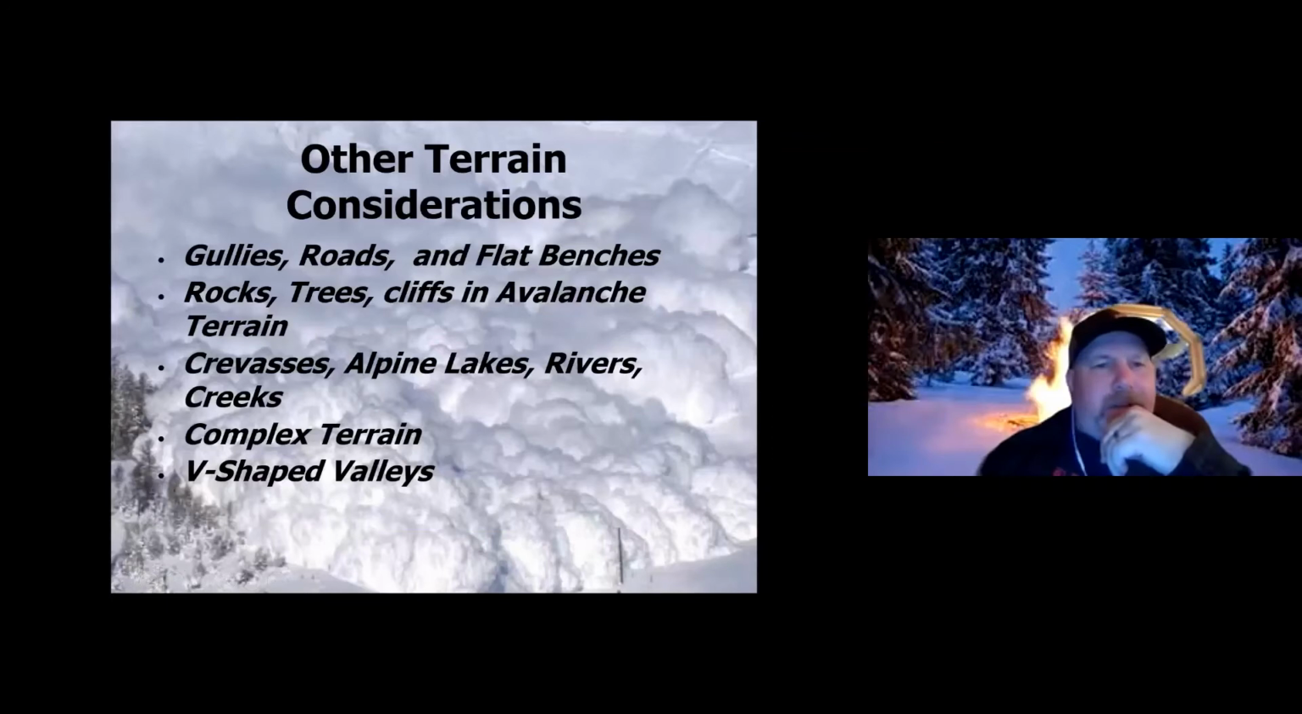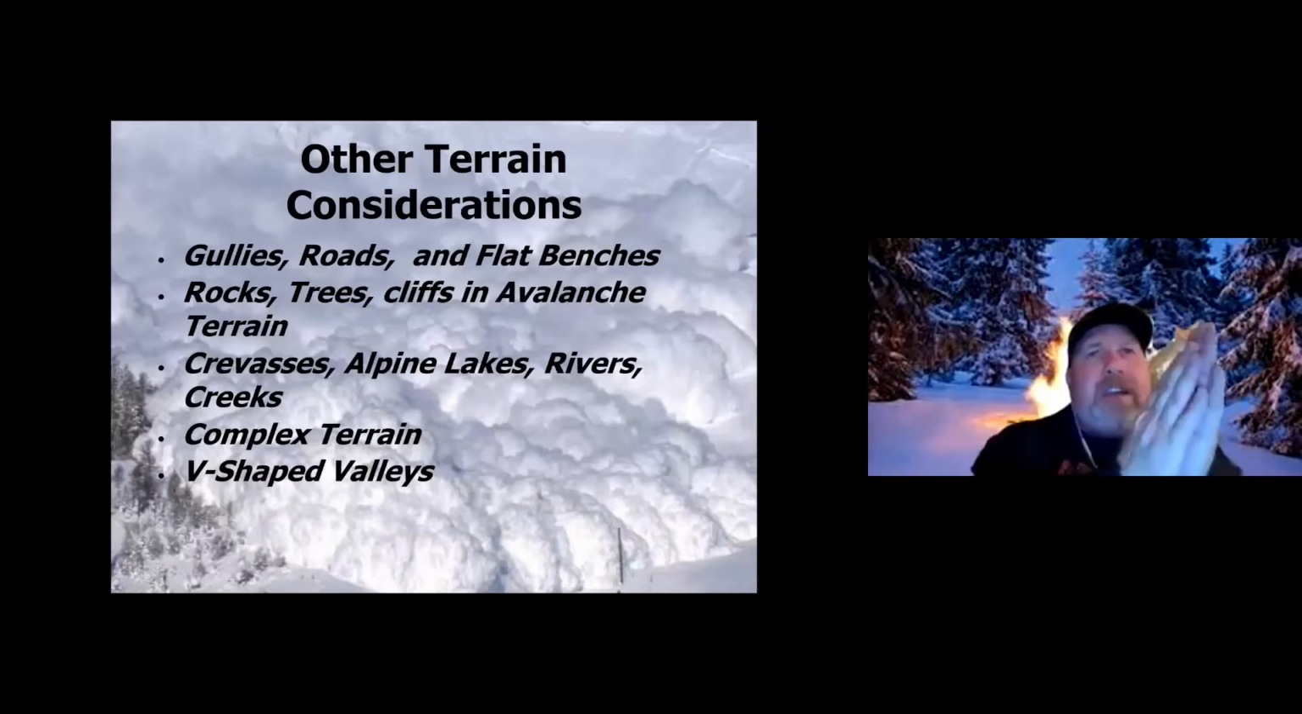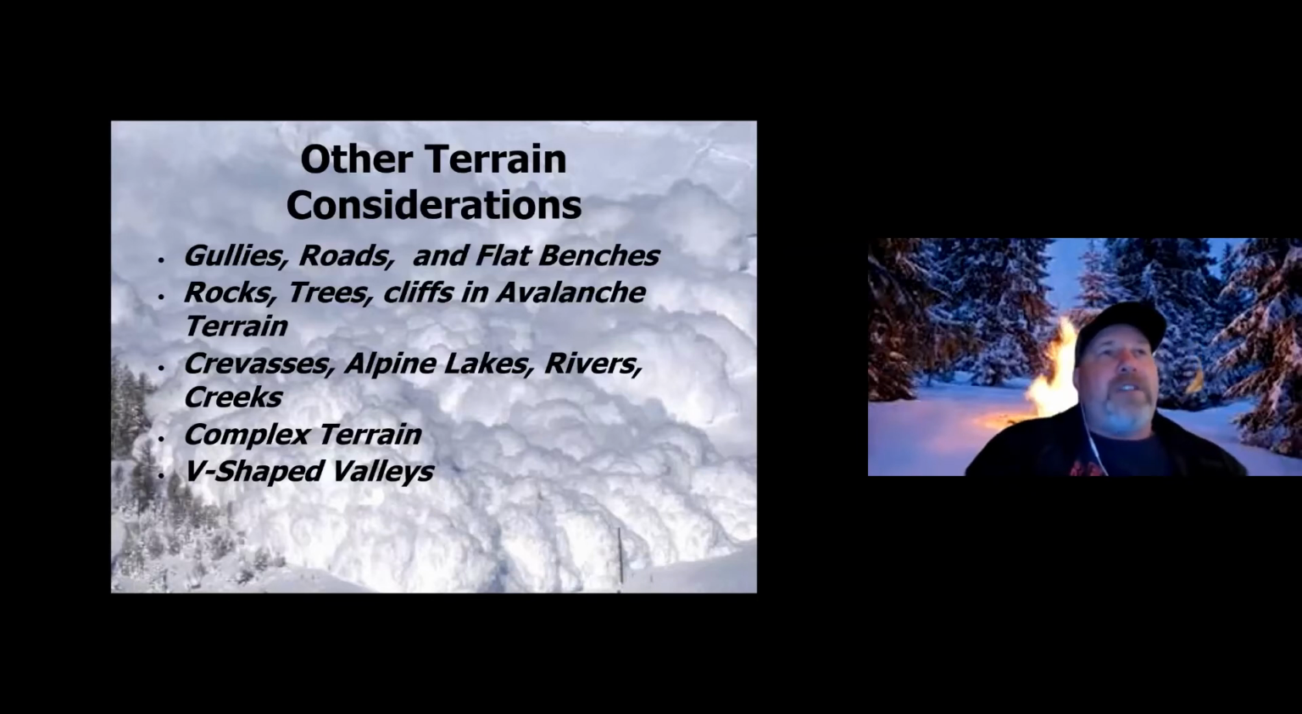Other considerations. As I'm making my terrain choices, I want to make sure, hey, that I have some good exits. What are my choices? What are the consequences if something bad were to happen? Am I going to be thrown through a gully onto a road? Are there any flat benches that could be big terrain traps, rocks that might be there, trees, cliffs within that terrain? I might be in a pretty neat area in terms of skiing, but if I get caught in a slide, it's going to throw me right over that cliff. These are all consequences of events that might take place.